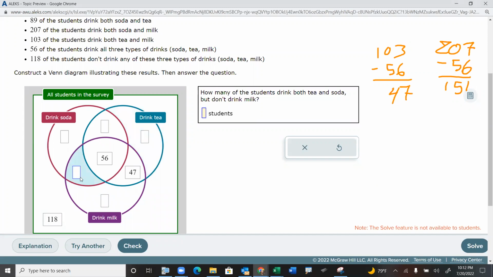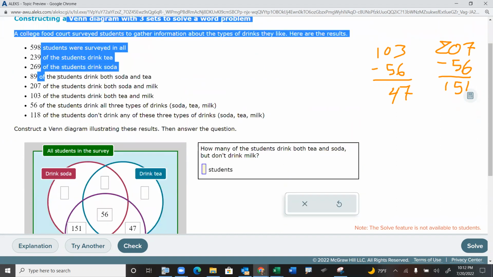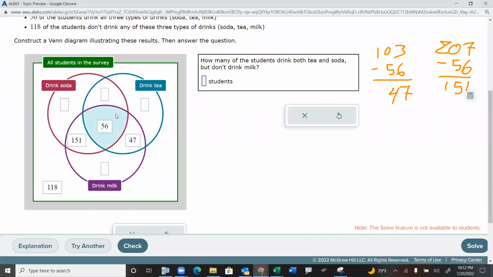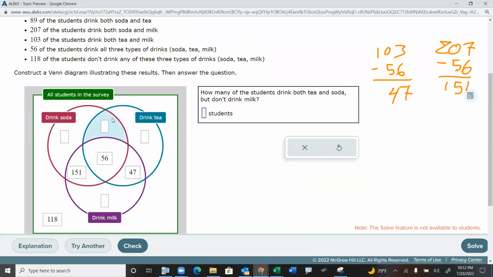So we're going to get 151 more people, so that all of it together is 207. All right. Now 89 of the students drink both soda and tea. So again, and means where they overlap. So this is the soda and tea area, and there are 87 people there.